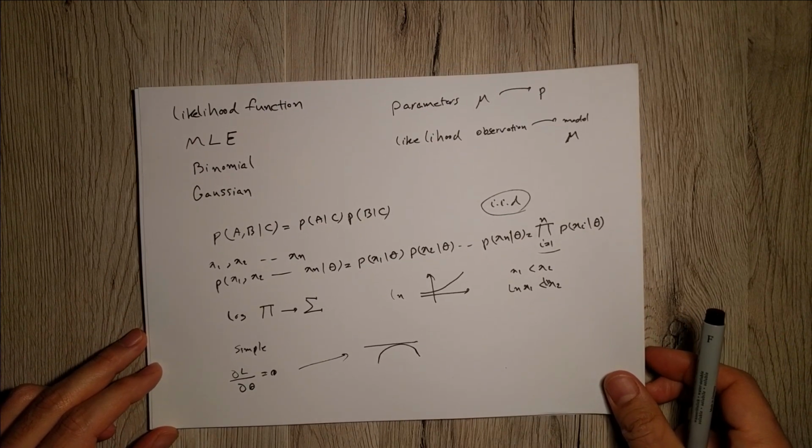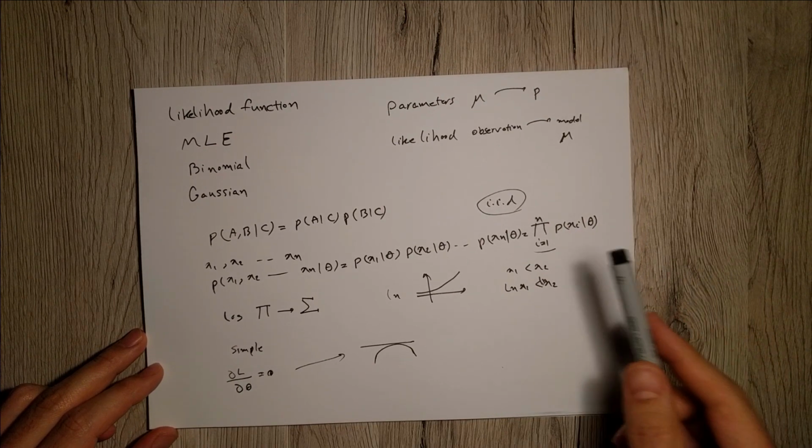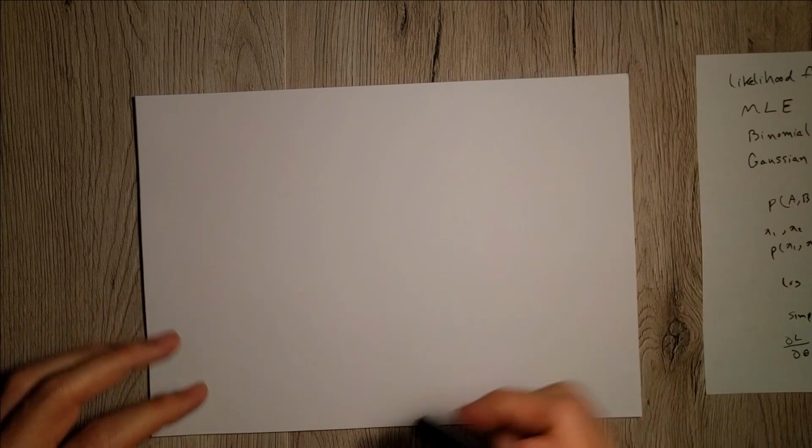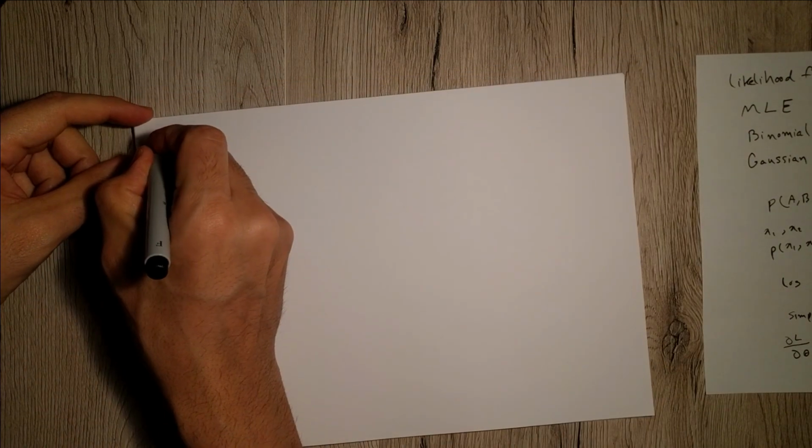And now I'm gonna do it for, as I said, two famous distributions, binomial and then Gaussian. Okay, let us start with the binomial.